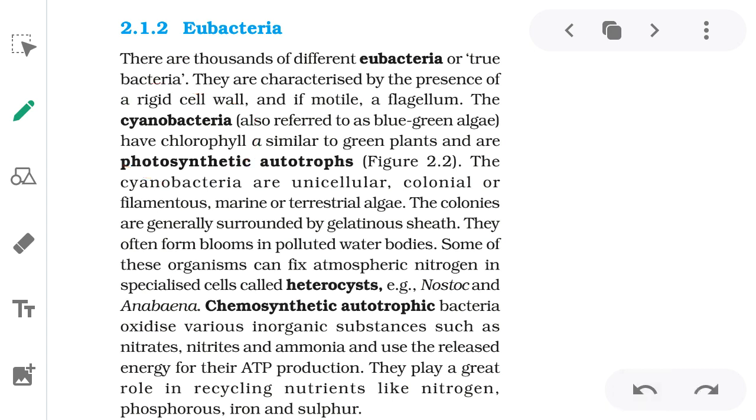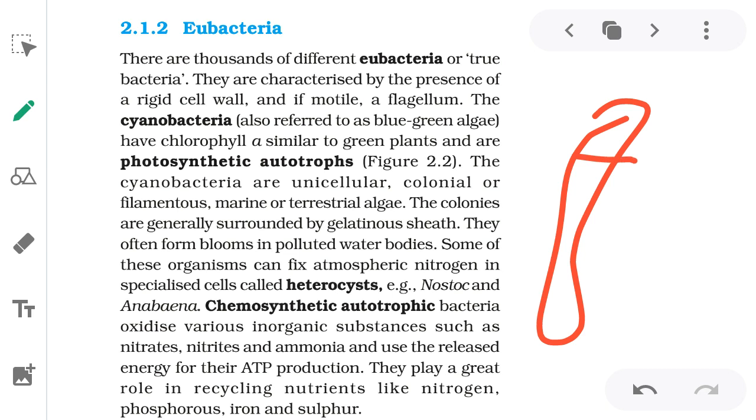फोटोसिंथेटिक बैक्टीरिया। And the cyanobacteria are unicellular. Yeah, we know very well, unicellular, maybe colonial if they are living in a colony. So colonial or filamentous. Yeah, they have a filamentous body like this one.